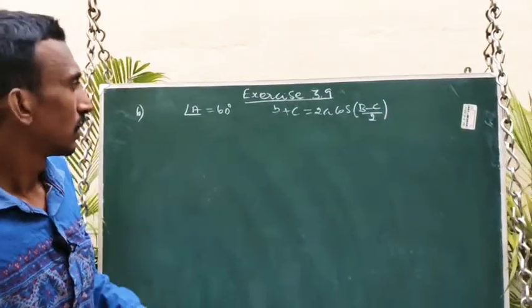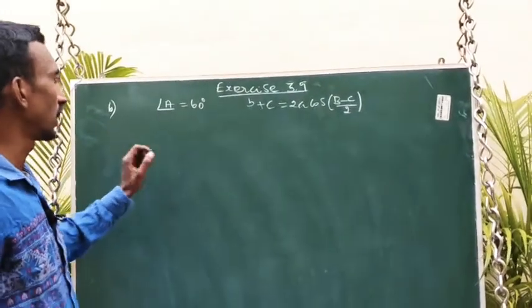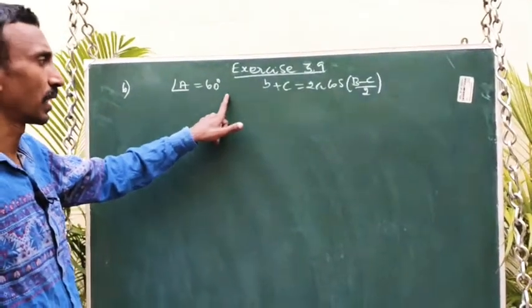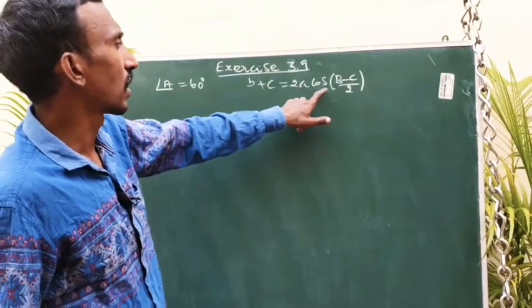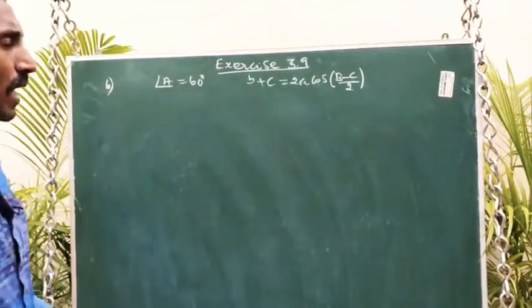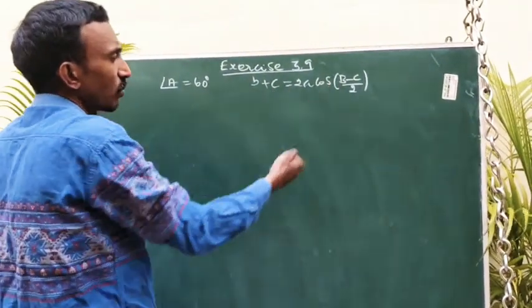Welcome my dear student. Question number 6, exercise 3.9. In a triangle ABC, if angle A equal to 60 degrees, then prove that b plus c equal to 2a cos((B minus C)/2). That is our aim. So either take RHS and prove LHS or take LHS and prove RHS.